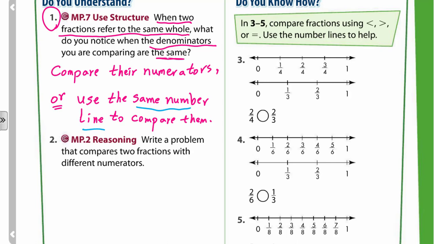Okay, now let's see the next question, and the next question is a great one. Write a problem that compares two fractions with different numerators.